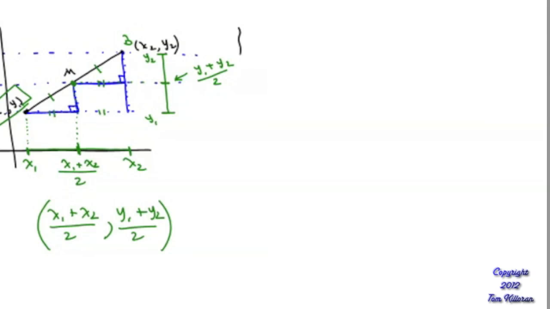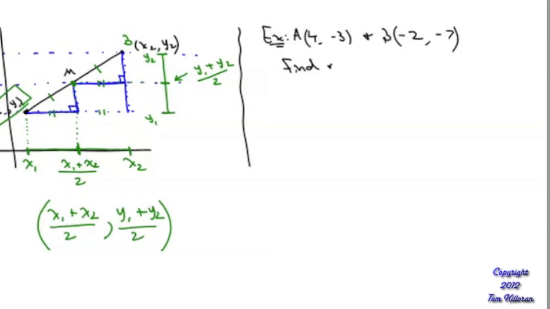So, for example, if A is (4, -3) and B is (-2, -7). I don't know, just making them up. It might not come out pretty, but it'll work. Find the midpoint of line segment AB.